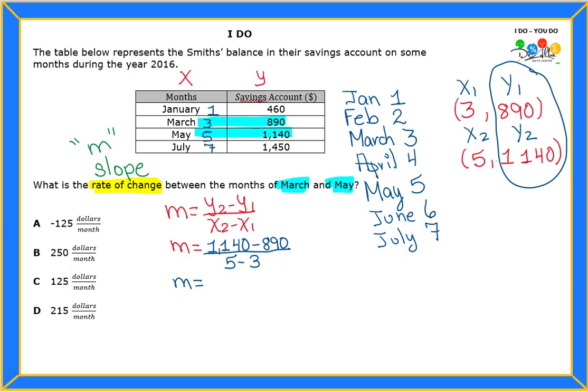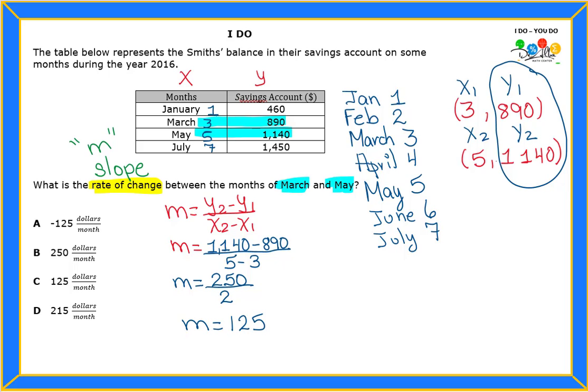Let's go on. What is 1,140 minus 890? It's going to be 250 over 5 minus 3, so 2. So what do I have? Well, if I divide or simplify, whichever way you want to think about it, my answer would be 125.